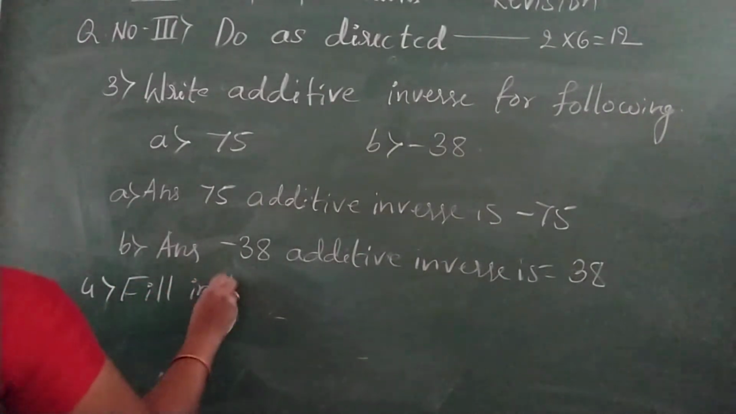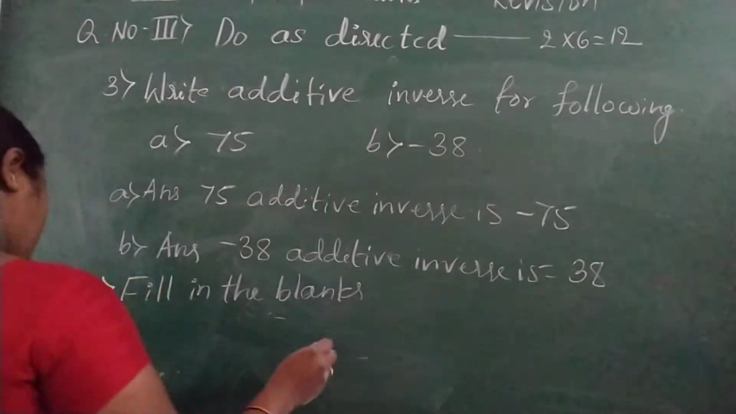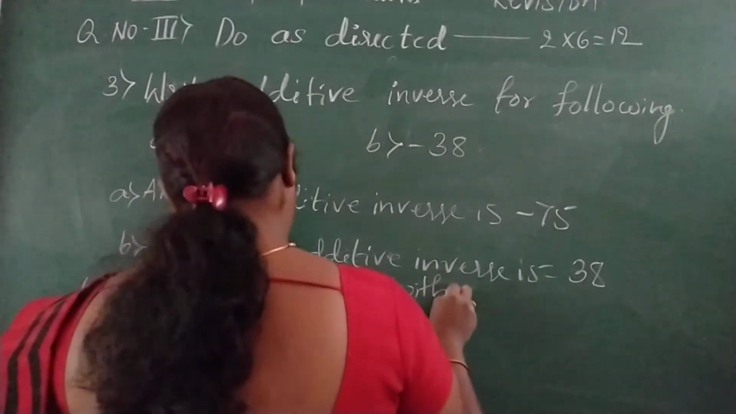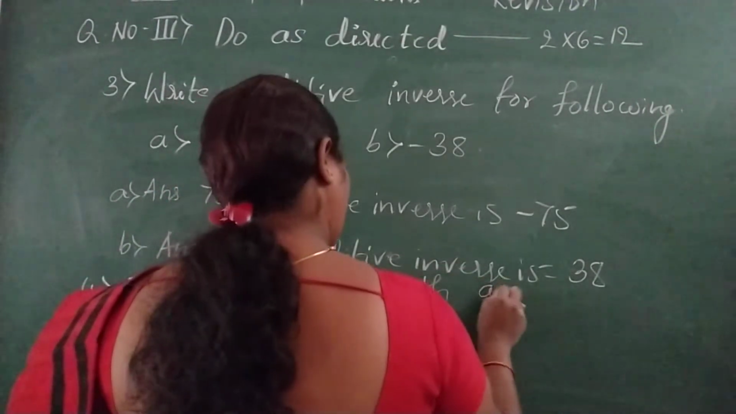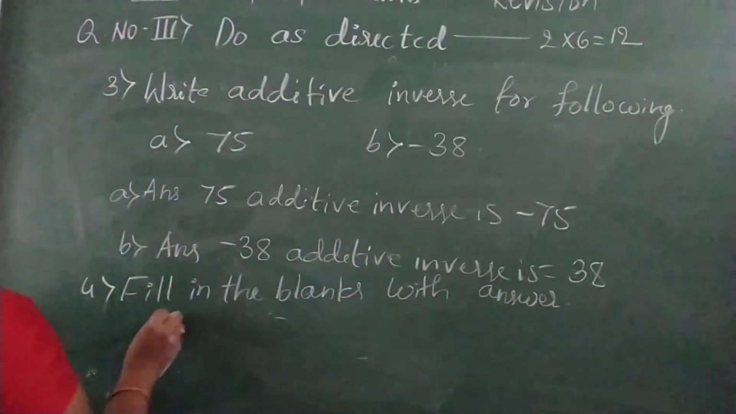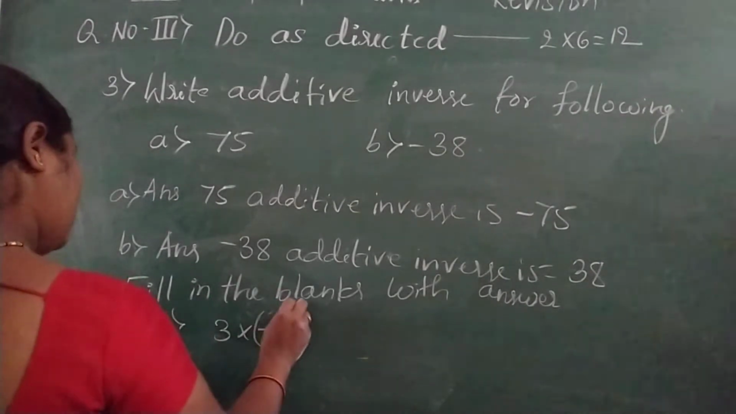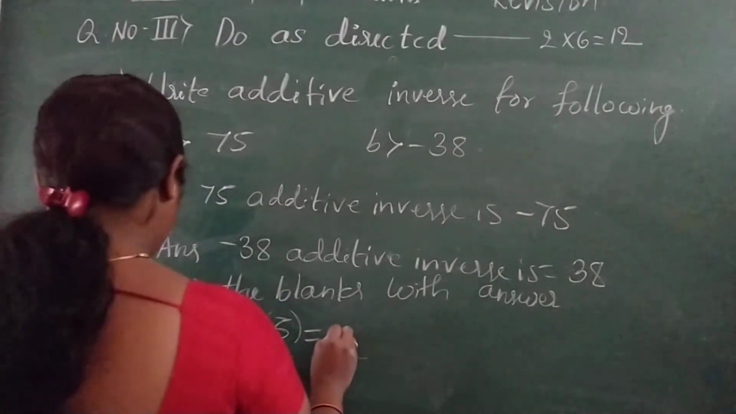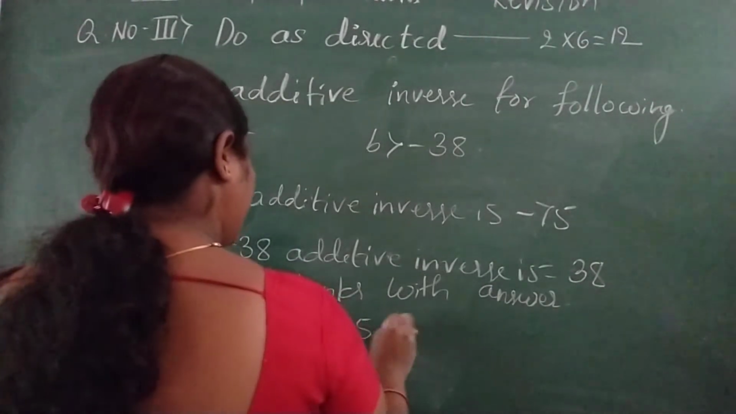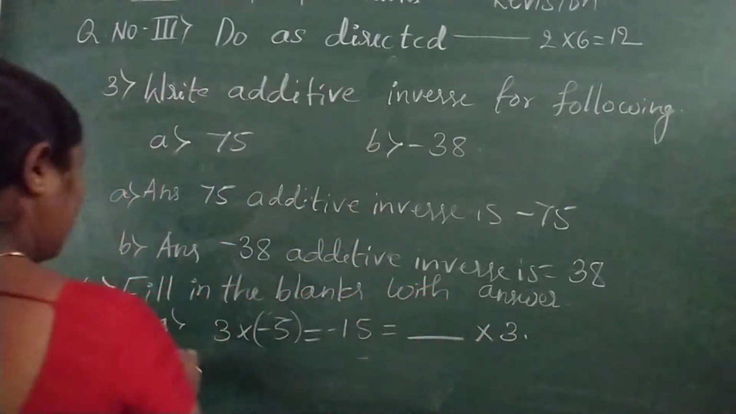Fill in the blanks with answer. So A, 3 into minus 5 is equal to minus 15 dash into 3.